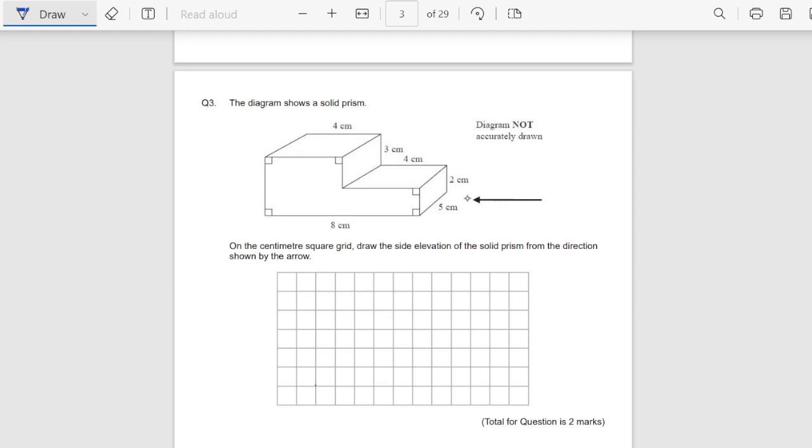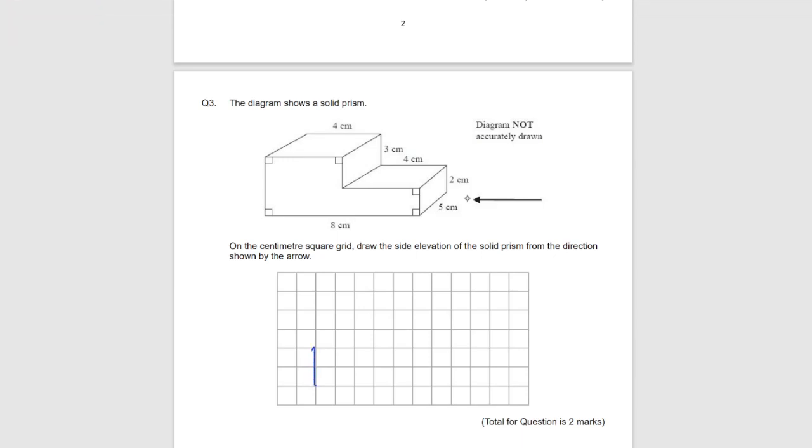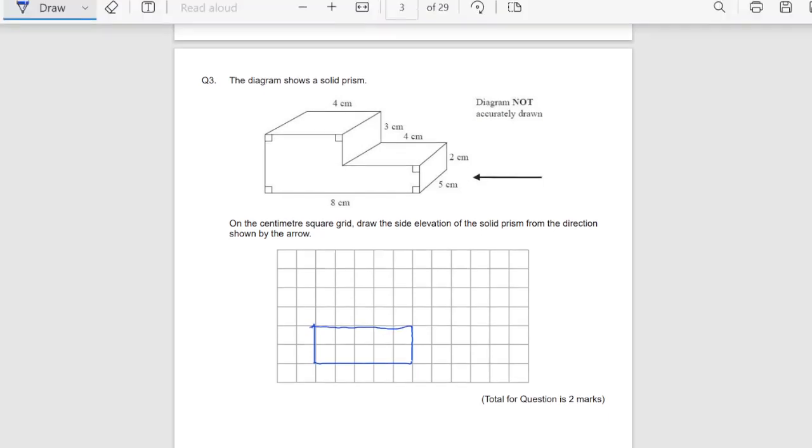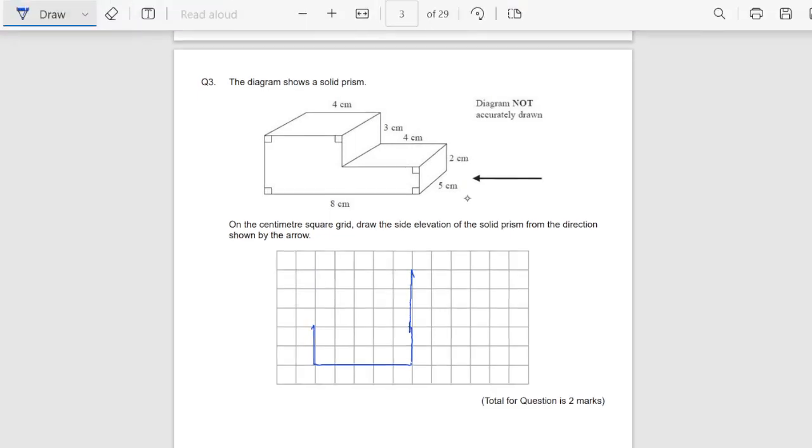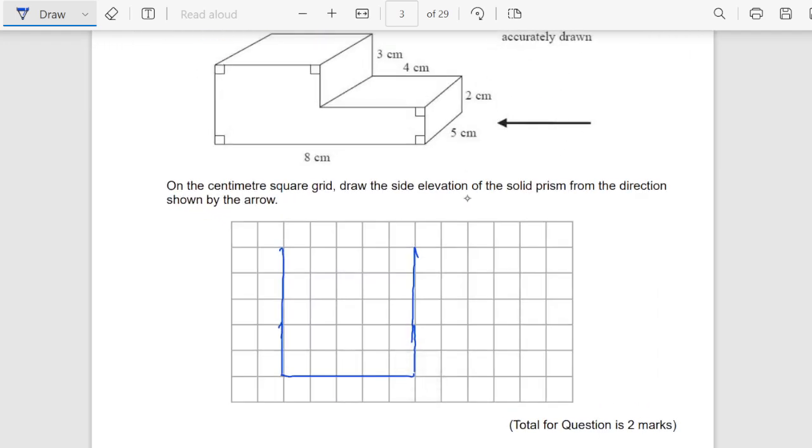So let me just grab my ruler, make it a bit neater. 2, 4, 5. So I'm going to assume this is a centimetre grid. So that's going to be the first rectangle I see. And then above it, that's a very straight line, and then above it I'm going to have another 3 by 5. So that's going to be my shape.